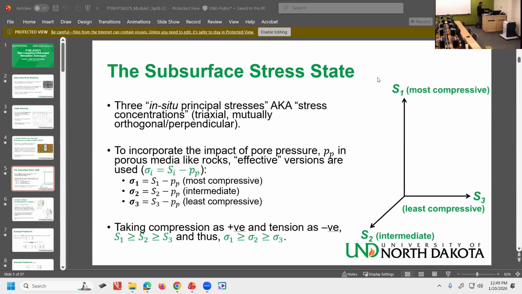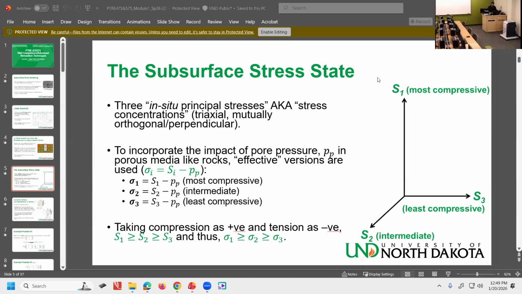Now, it doesn't mean that S1 will be vertical. It could be horizontal. And also, it doesn't mean that the mutually orthogonal axes have to be this way. It can be this way, it can be that way. It doesn't mean that I drew them like that, or that it's like that.